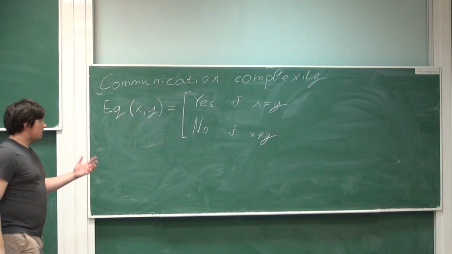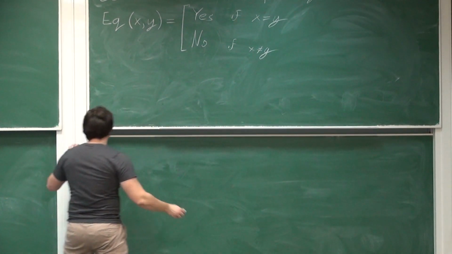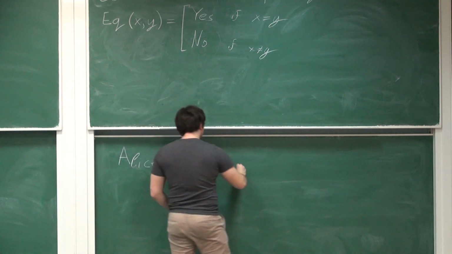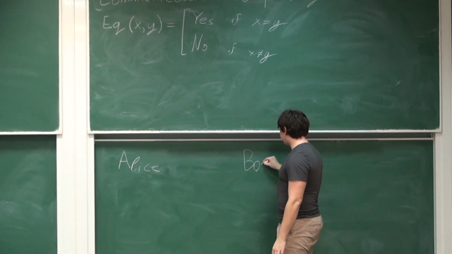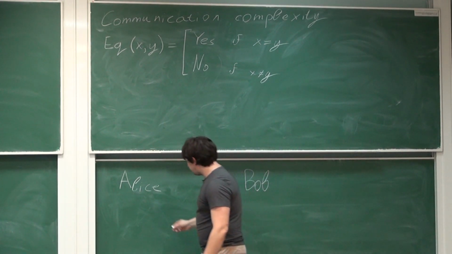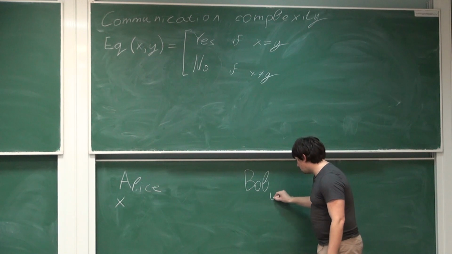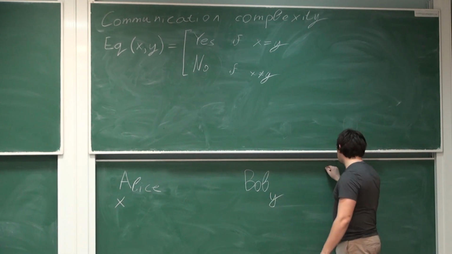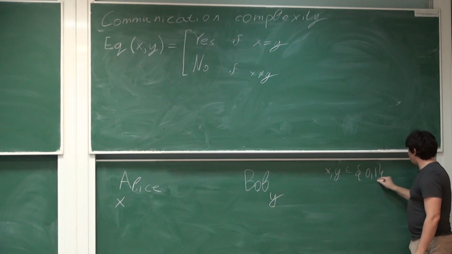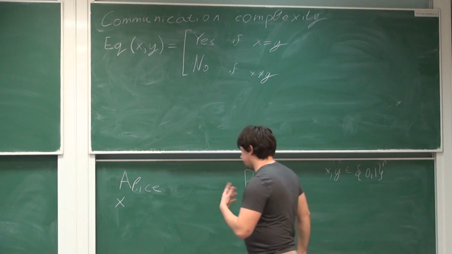So now we have the setting where you have Alice and Bob, two traditional names for the players, and Alice possesses knowledge of some x and Bob possesses knowledge of some y. And let's say x and y both are n-bit strings. So both are just strings of n bits.